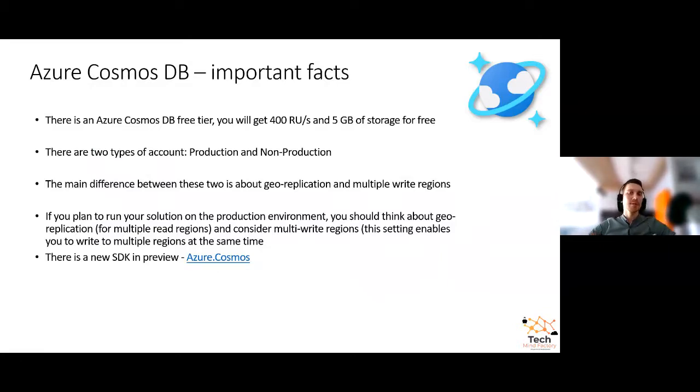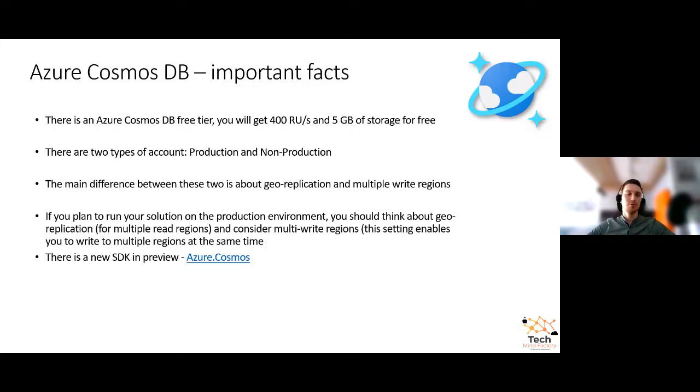I tried to collect some important facts about Cosmos DB. First of all, there is always a question about the pricing and about the cost. The good news is that we can use Azure Cosmos DB with the free tier. So if you have an Azure subscription and you have never used a free tier for Azure Cosmos DB, that's for you. You will get 400 request units and 5 GB of storage for free. We will discuss request units later in this presentation, but you can use it for free. You can just test it and see whether it's for you or not.